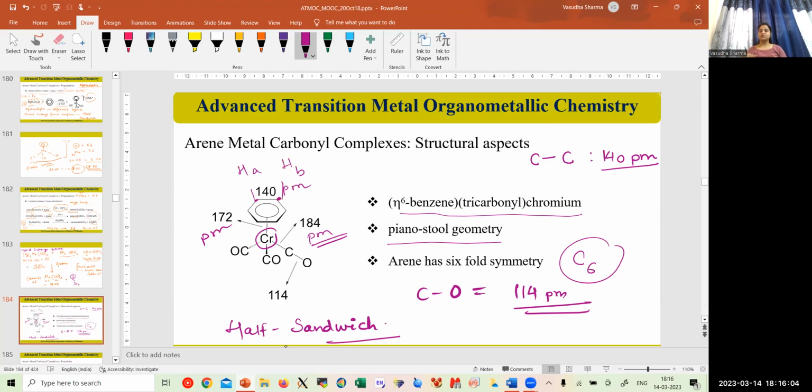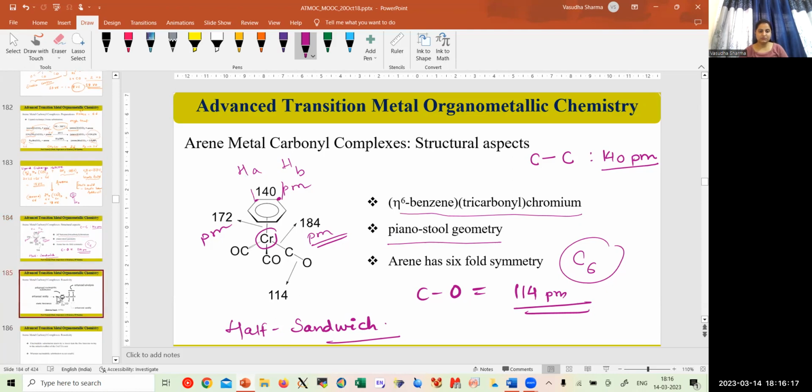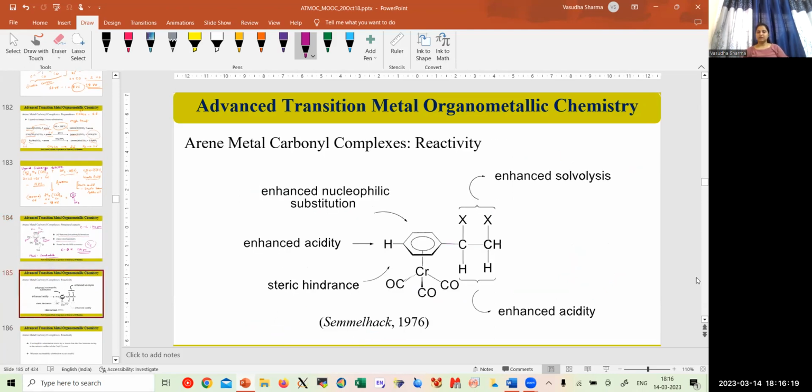All are same. So they are having a C6 fold symmetry. So this was some description about the structural aspects of arene metal carbonyl complexes. Now we are just looking at different aspects of its different moieties attached on the particular complex and how they are going to react with different reagents or substrates that we are giving. So the title says that we are talking about its reactivity. Earlier we were looking at the structural aspects.